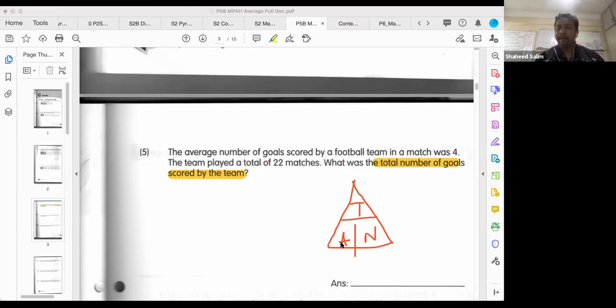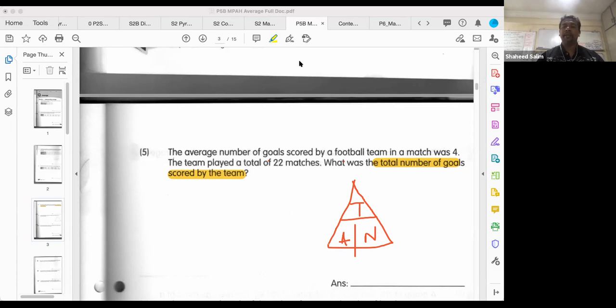So you're going to find total: average times number. What's the average? The average number of goals scored is 4. The team plays 22 matches. This is the number of matches. What's the total number of goals? 4 times 22 is 88. Finish. Say, I don't understand.